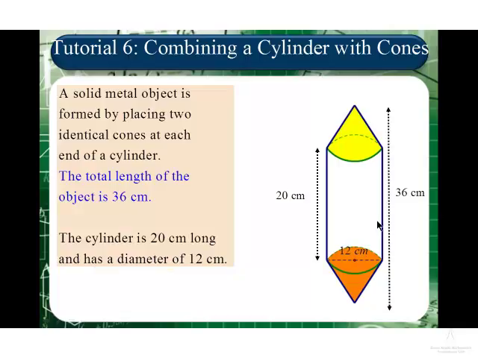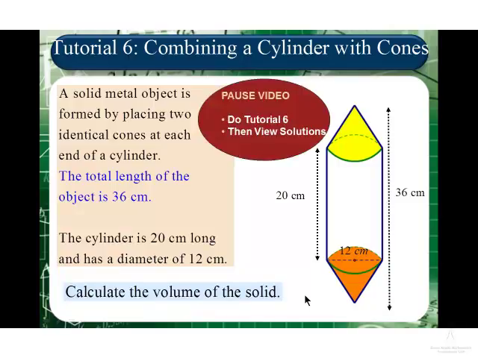So all the information is now indicated. We have the diameter of the cylinder 12 centimeters and the total length of the object 36 centimeters, where the height of the cylinder will be 20 centimeters. With that in hand, calculate the volume of the combined solid. At this point in time, I suggest that you pause the video, do tutorial 6 and then come back and view the solution. Let us have a look at the suggested solution for the problem in tutorial 6.